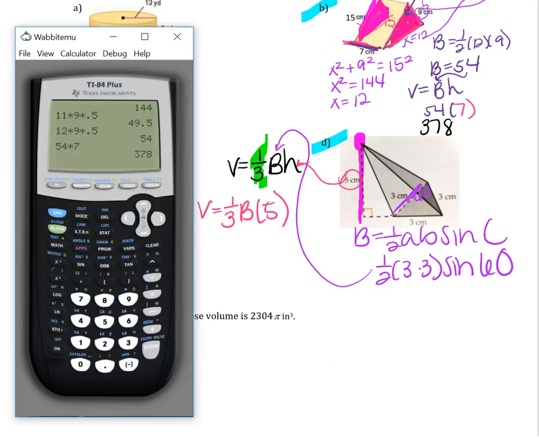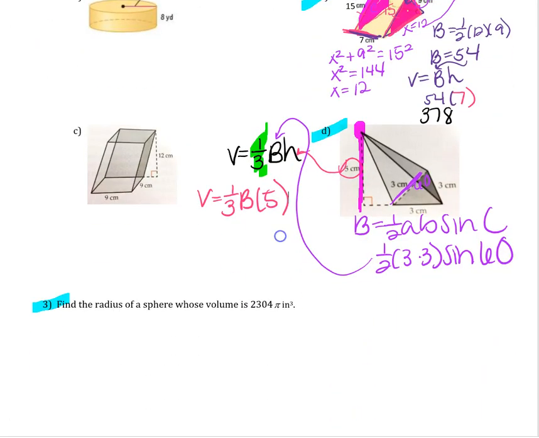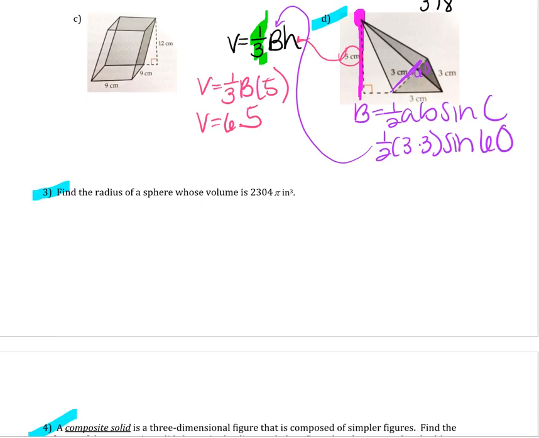All right, so in my calculator, I've got 1/2 times 9 times the sine of 60. Okay, so that would be my capital B times 1/3 times 5. 6.5. Should I have rounding directions here? Yeah, 6.5. Okay. 6.5 centimeters cubed, technically.